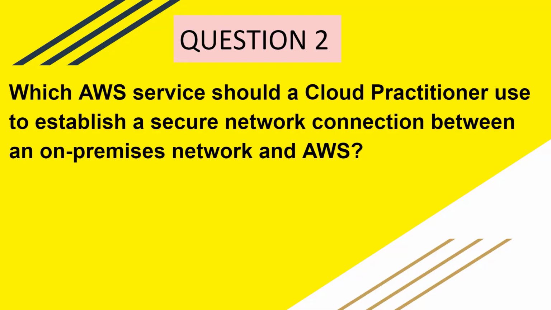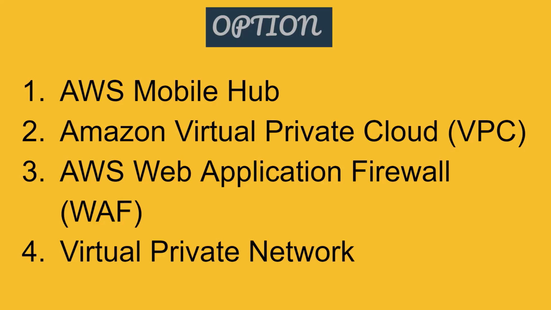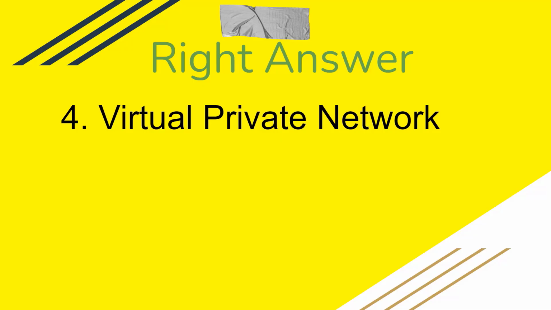Question 2. Which AWS service should a cloud practitioner use to establish a secure network connection between an on-premises network and AWS? Option 1. AWS Mobile Hub. 2. Amazon Virtual Private Cloud, VPC. 3. AWS Web Application Firewall, WAF. 4. Virtual Private Network. Right answer is 4.